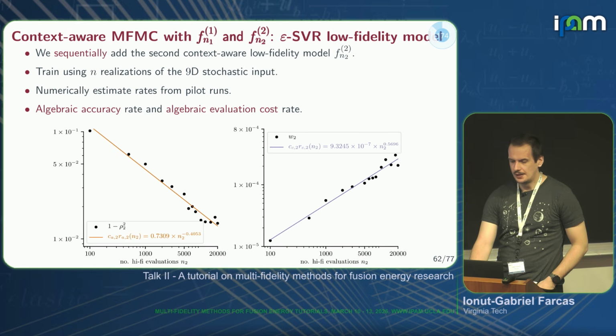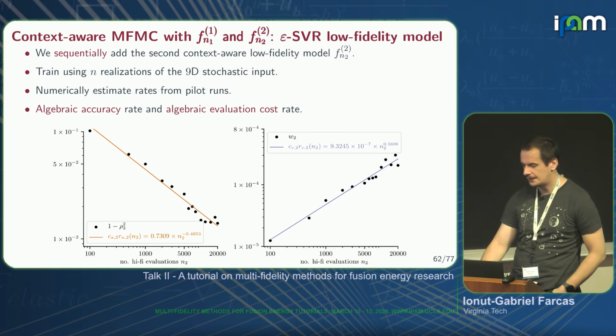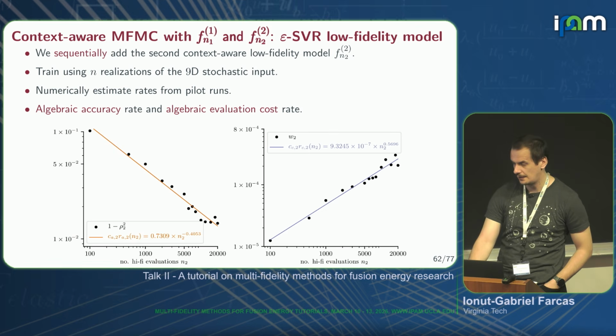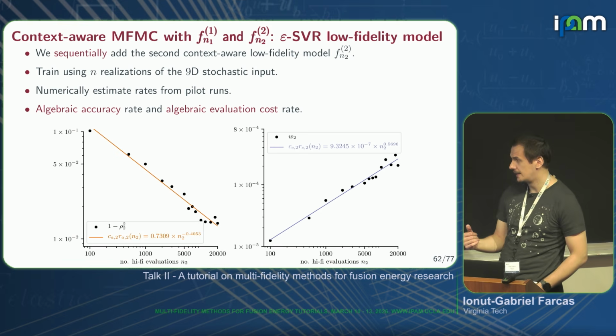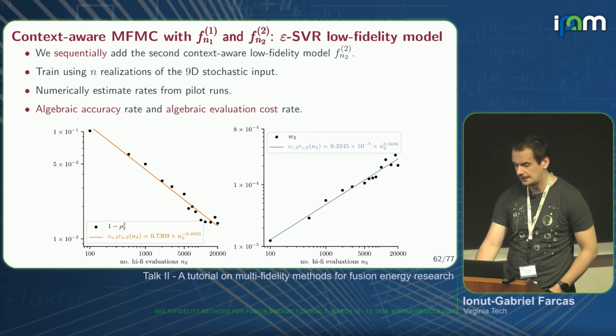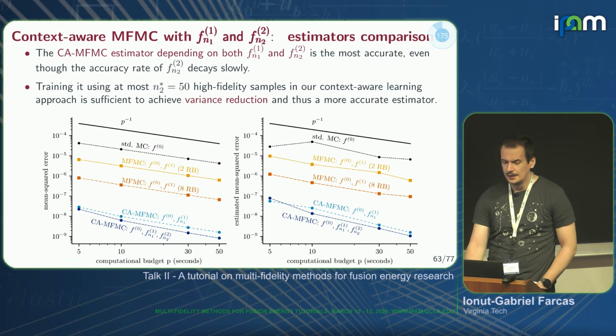All right, so let's add also the second model into the loop. So we have this less accurate model that is data-driven, data fit-based, so very cheap to evaluate, but less accurate. So this one has an algebraic rate that decays quite slowly as the training size increases because we chose that epsilon to be rather large.